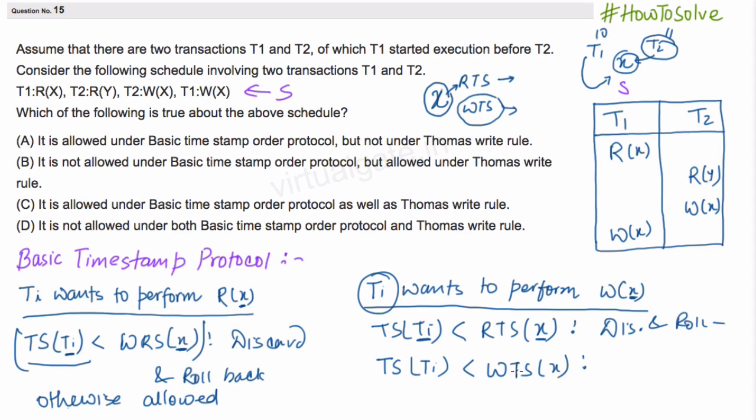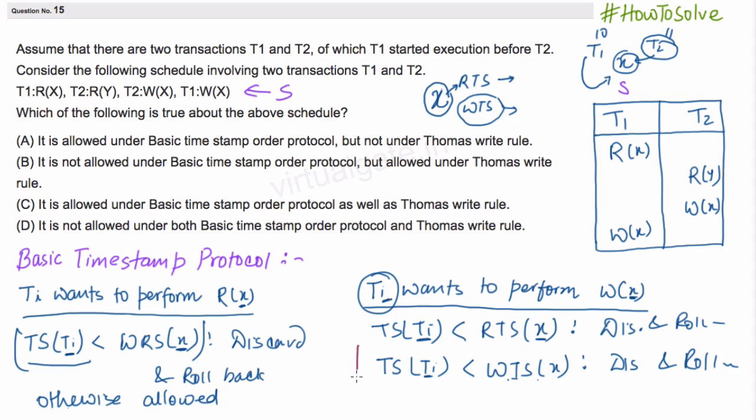What does it mean? It means that a later transaction, which has arrived later than transaction Ti, has overwritten the value of x. So the value of x which is going to be written by transaction Ti here has already been written by some other transaction. That's why the timestamp value was modified. Now this transaction would override the value. So this is not considered correct in the basic timestamp protocol, and it is discarded, and the transaction is rolled back. Fine.